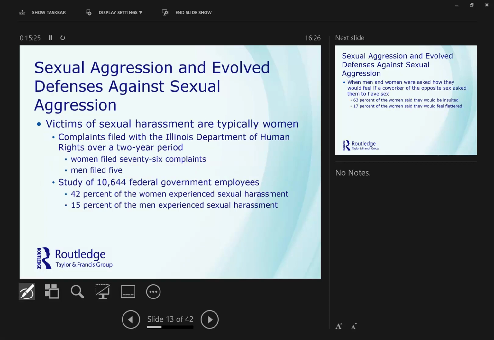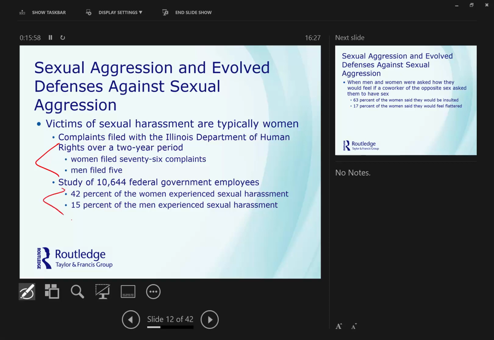We should talk about sexual harassment and sort of evolved defenses against sexual aggression, right? So this is kind of an interesting thing to think about. Most of the victims of sexual harassment are women, at least the reported complaints are more likely to come from women. Here's just sort of a cherry-picked example there. There are a few other examples.